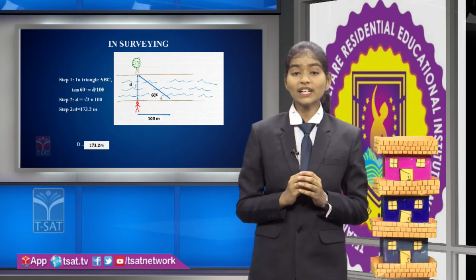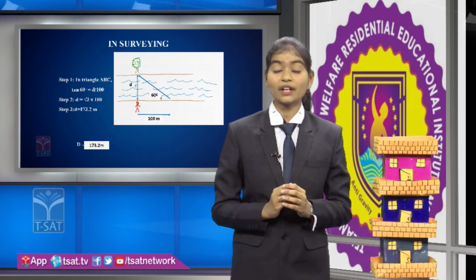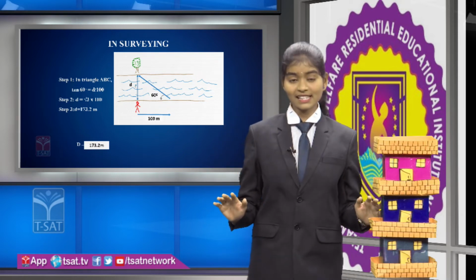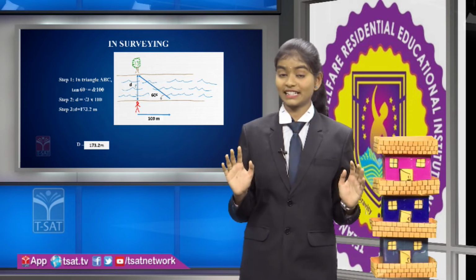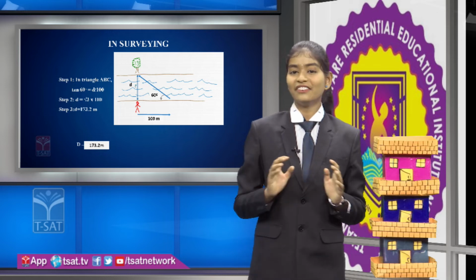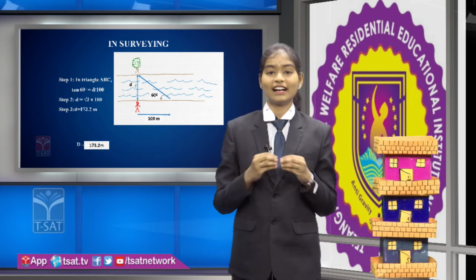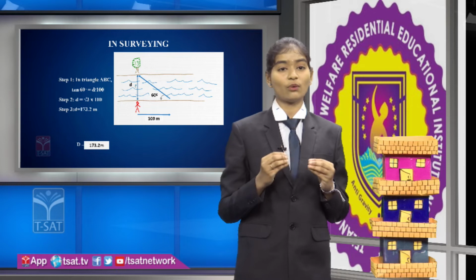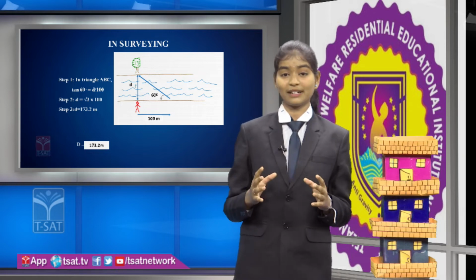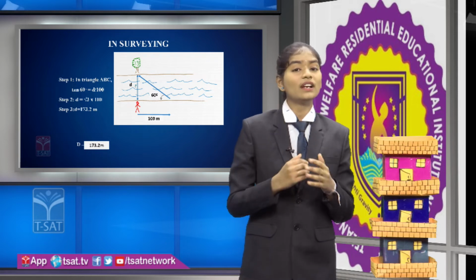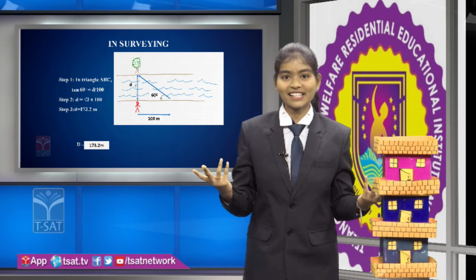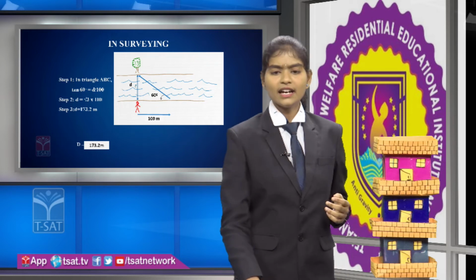Then the value is 173.2 meters. The distance between two banks of the river is 173.2 meters. Friends, I think you are happy with knowing what applications of trigonometry we are using in our day-to-day life. Now, let us know how trigonometry is applied in the real world.